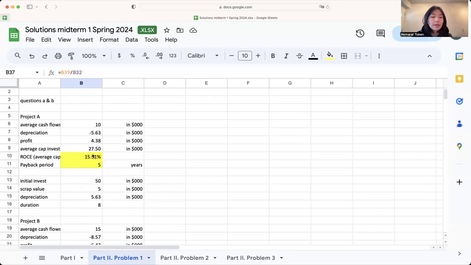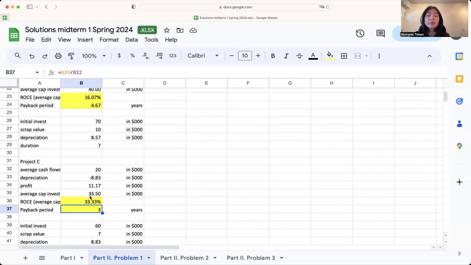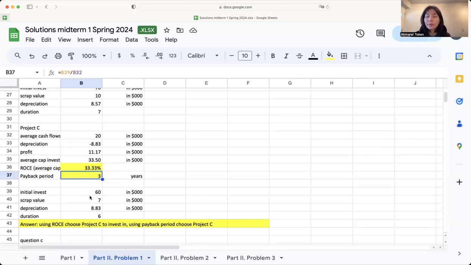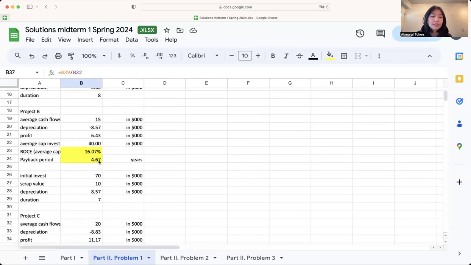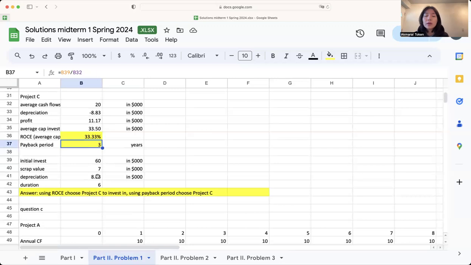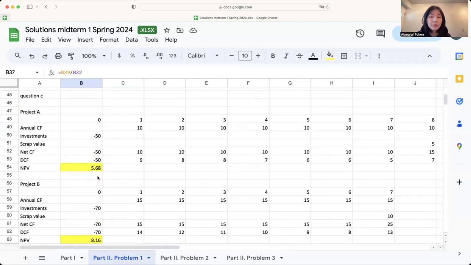As you can see, ROCE is 16% for the first project, 16% for the second project, and 33% for the third project. To find the best project using return on capital employed, we find the highest ROCE, which is 33.33% for project C. For the payback period, you have to find the project with the shortest payback period. We have a 5-year payback period for project A, 4.67 years for project B, and 3 years for project C. So the shortest period is for project C, which means you take project C using the payback period approach.